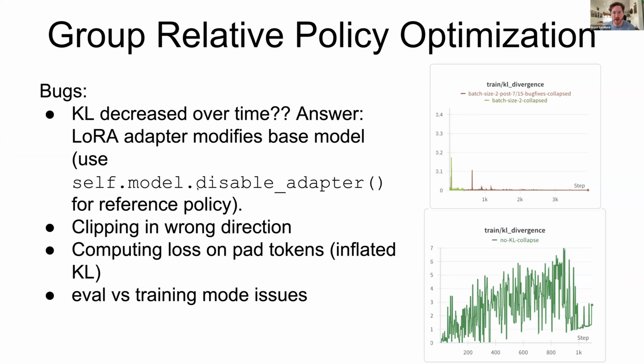Interestingly, I couldn't get O3 or Claude to recognize this and find the bug. And then I asked Gemini, and Gemini knew. So it's interesting as you do this development, switching between language models and asking them about parts of your code, you actually get more information because some of them know things that the other ones don't. Other bugs: clipping in the wrong direction, and computing loss on pad tokens, which made my KL much larger than it would have been otherwise.